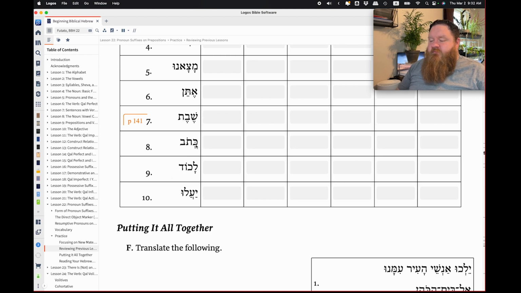Number 8, we have ketov. Now, ketov here has three letters. How many letters should a Hebrew verbal root have? Three. How many do we have? Three. Great. Now we can start thinking, what conjugations give us a three-letter verb? Not root, but what conjugations give us a form with only three letters? The most familiar one is going to be the calperfect 3ms. That's just the three root letters with the vowels.